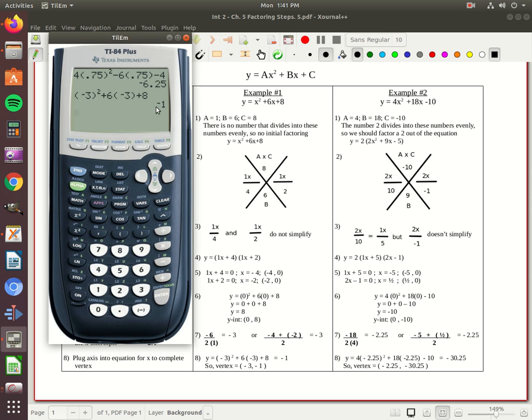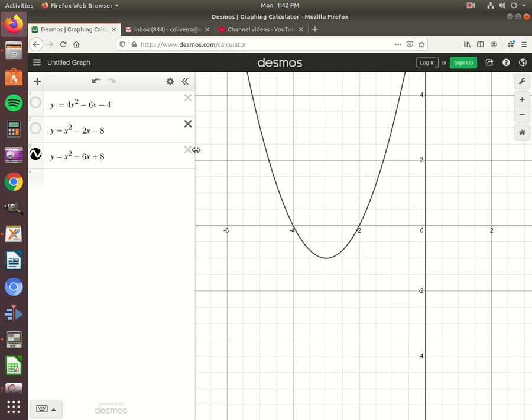And you can see it spits out a negative 1. So the x part of my vertex is negative 3, and the y part of my vertex is negative 1. And now let's just go back over and see if that's true.